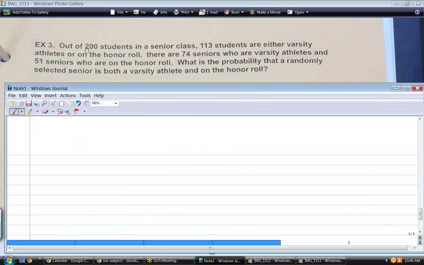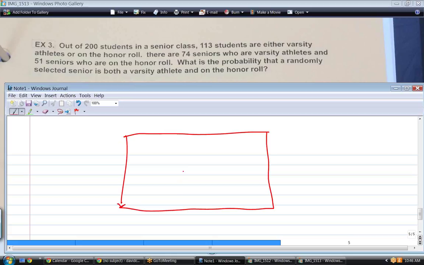How many categories do we have here? We have 200 students. So when we have stuff like this, I like to draw a rectangle around the Venn diagrams, because there's going to be some that aren't in either, perhaps. 113 students are either varsity or on the honor roll. There's varsity, there's honor roll. Either one or the other.